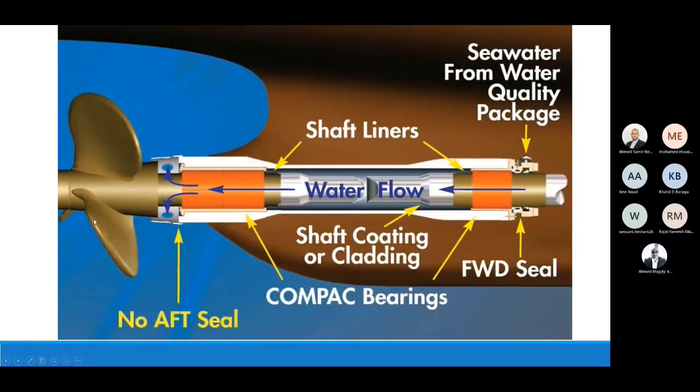Okay, this is the water lubrication stern tube. What does it mean? It means the inside bearings here, as we discussed, we have a forward bearing and we have an aft bearing.